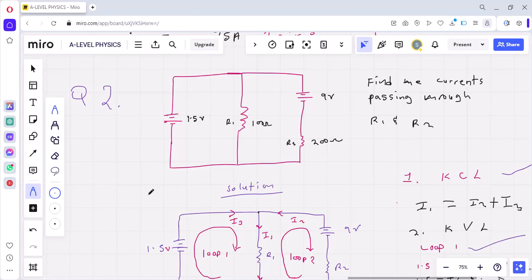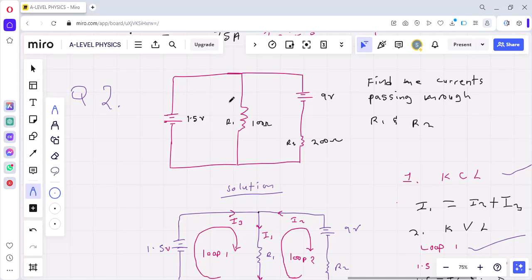Welcome back. Let us solve another example on Kirchhoff's circuit law. In our second example, we just have a simple circuit here. We have to solve for the current passing through resistor 2 and resistor 1. And from our example here, you can see that the directions of the current are not given this time.